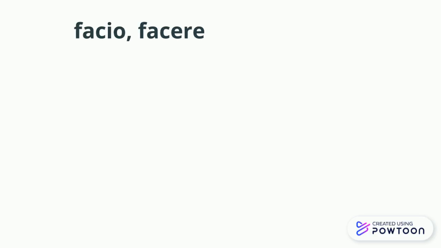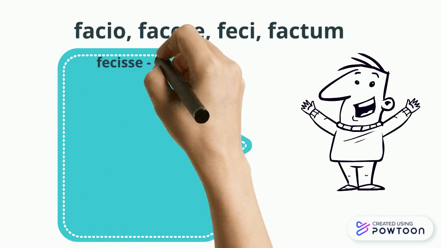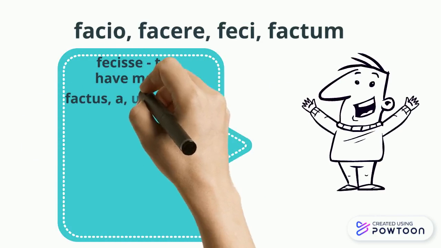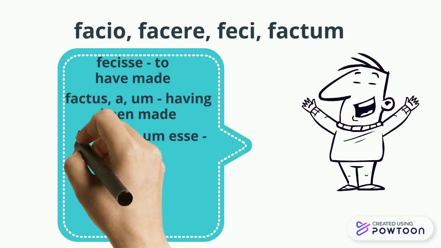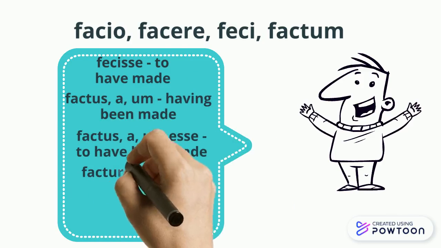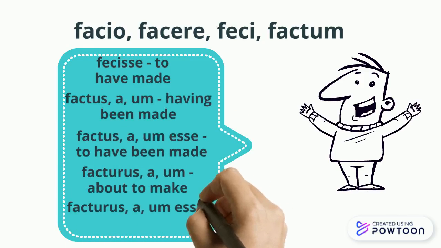So there are 5 forms I've learned to make. For facio, take the third principal part and get fecisse, to have made. Then the fourth principal part, factus, having been made, factus esse, to have been made, facturus, about to make, and facturus esse, to be about to make.